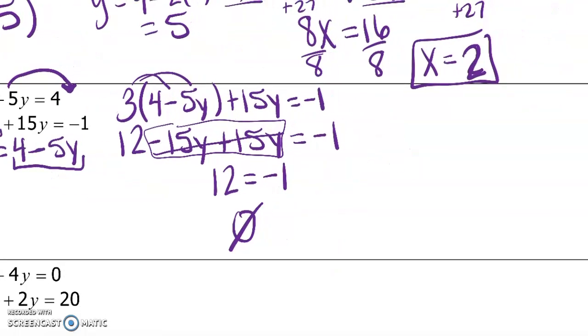If you would have done what I consider the shortcut, where you combine your like terms, and if I subtracted 12 at the same time, I would get 0 equals negative 13, which is also false. So remember, if a variable cancels out, if your variables go away, if you have a true statement, it's infinitely many solutions. If it's a false statement, it's no solutions. So you can write no solutions or put the 0 with the slash through it.